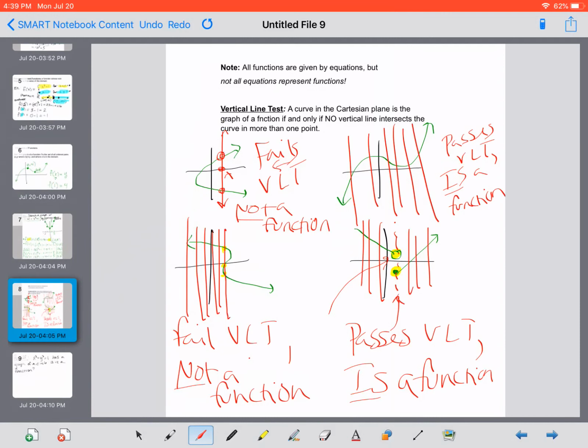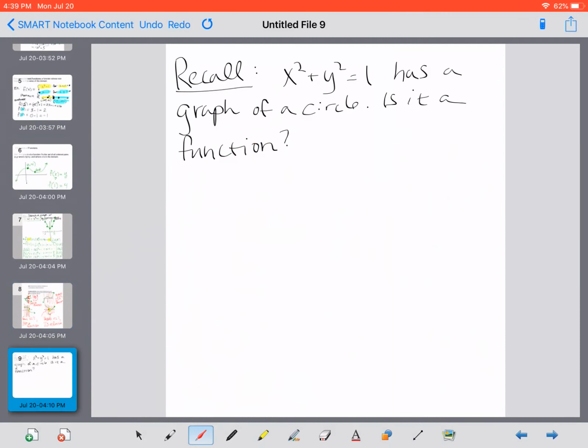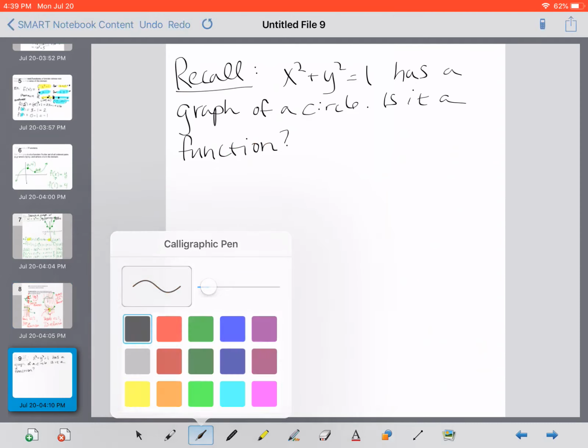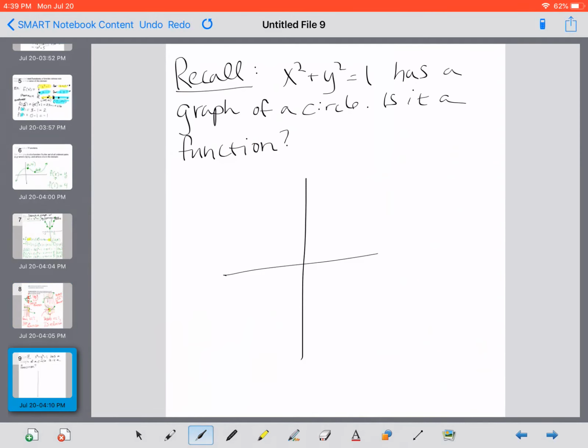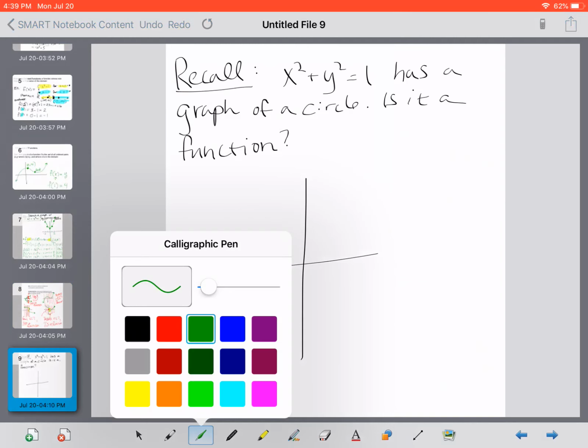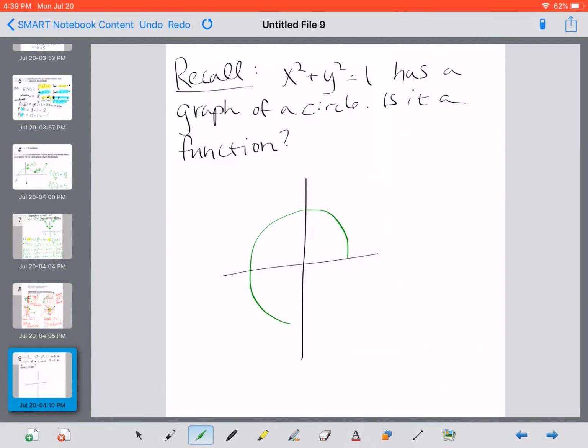Right, one last example. Remember that x squared plus y squared equals 1 has a graph of a circle? We talked about that in a previous video. Is that a function? Well, we could pretty quickly see that it's not using the vertical line test. Let's say this is our graph here. It's a circle with a radius of 1. It's not, right? You could draw a vertical line here. It's going to intersect the graph in 2 different points.